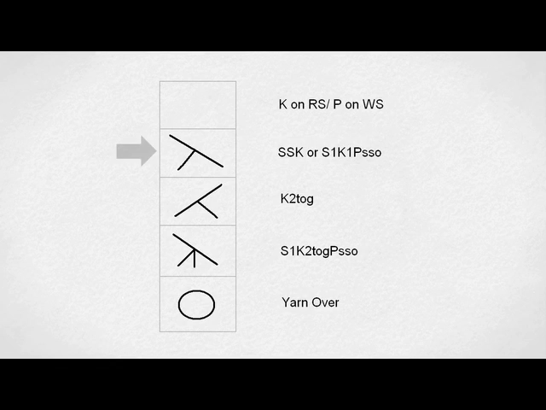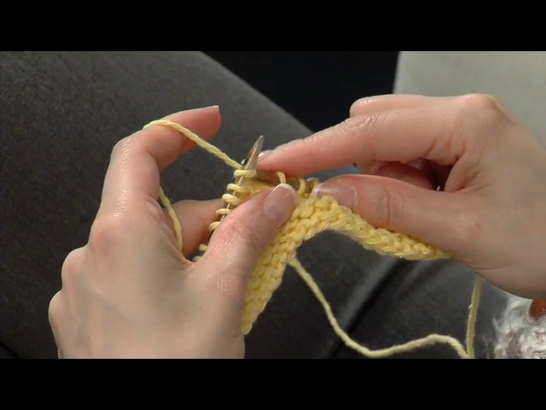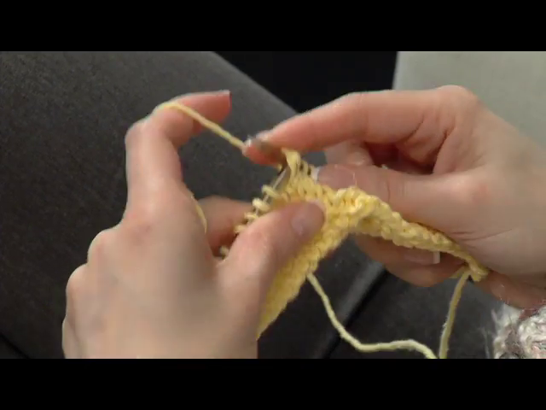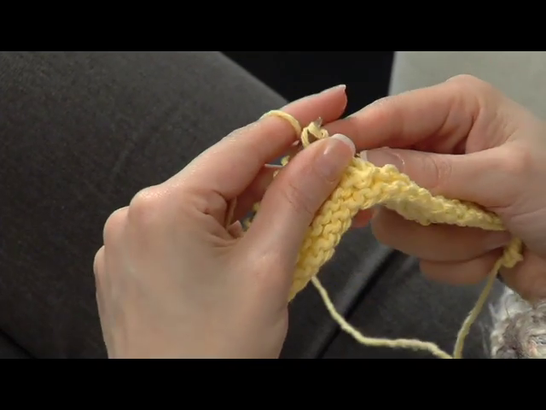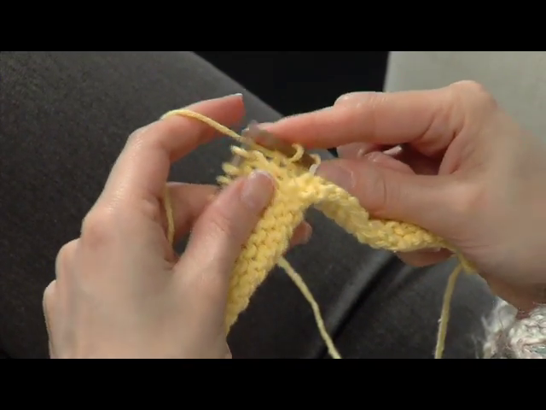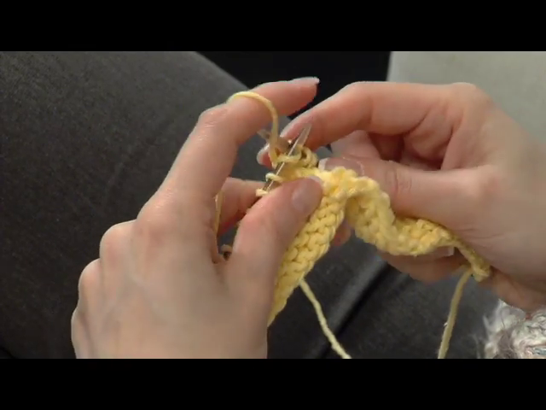None of the publishers or designers use the same symbols, so the first thing you want to do is familiarize yourself with the key before you start. This chart has a left slanting decrease represented by this, which symbolizes slip, slip, knit, or slip 1, knit 1, pass the slip stitch over.